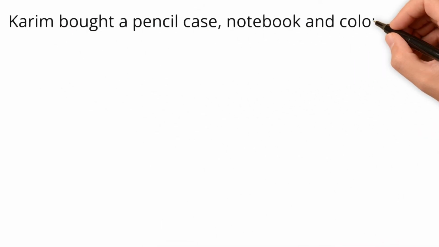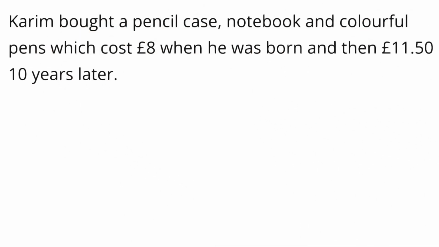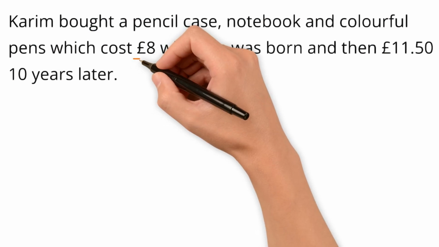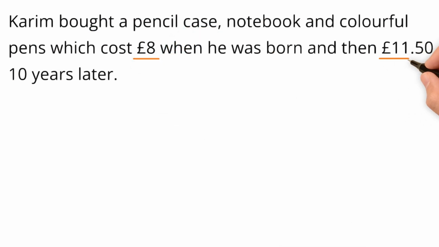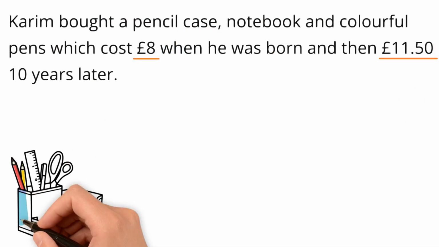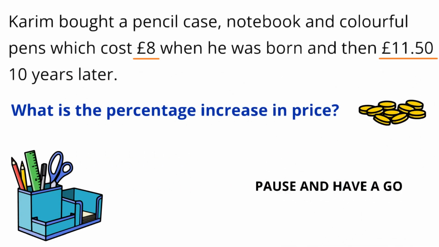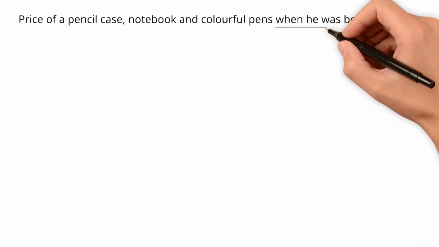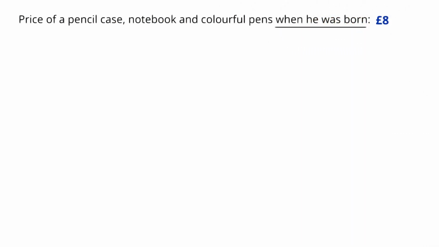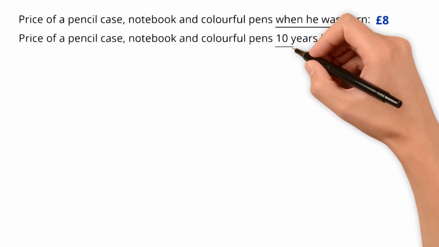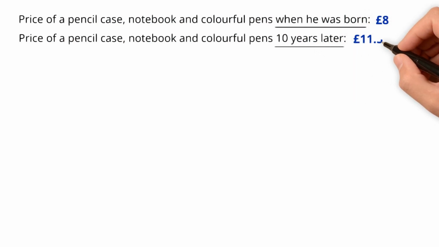Now, over to you to have a go at the next example. Kareem bought a pencil case, notebook, and colourful pens, which cost £8 in the year that he was born, and then £11.50 10 years later. What is the percentage increase in the cost? The price of the items when Kareem was born was £8. The price of the items 10 years later was £11.50.